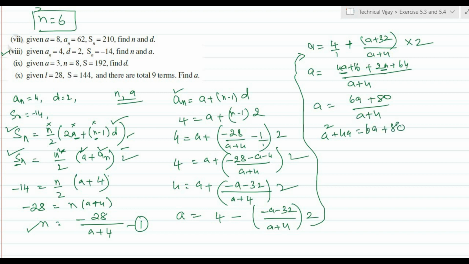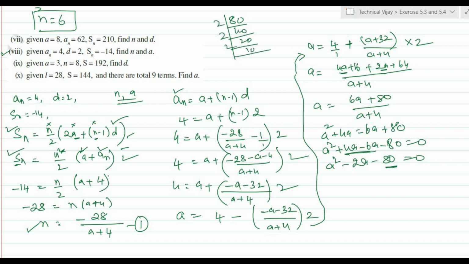Okay. So here a² + 4a − 6a − 80 = 0. So plus 4a minus 6a means a² − 2a − 80 = 0. For the factorization of 80, 40 into 2 or 20 into 4, like this. We will take the factors of 80: 80, 2, 40, 20, 10, 5, 5, 1.